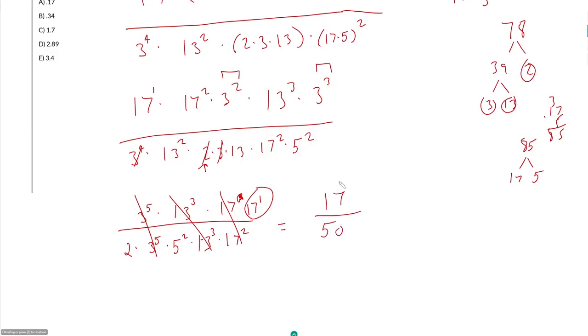And it looks like for my answer I got to convert this to a decimal, which is easy to do because I can just multiply this by 2 over 2 to get it over 100. That's 34 over 100, which is 0.34.